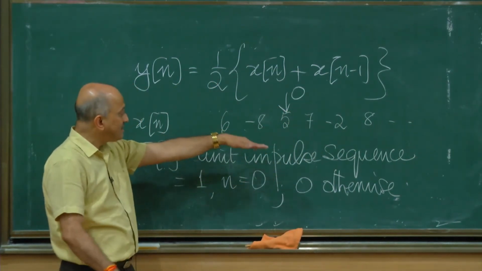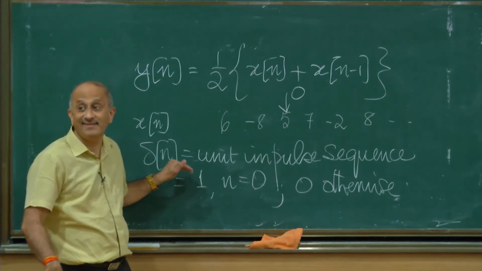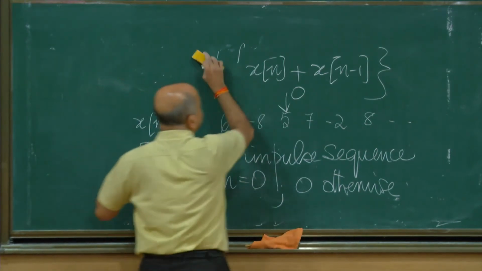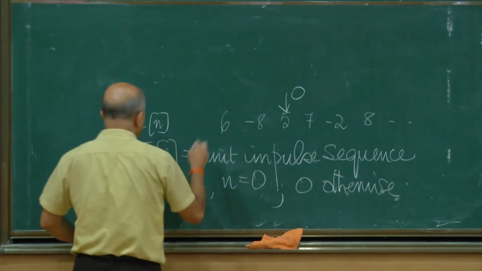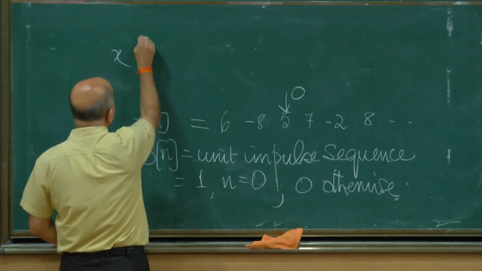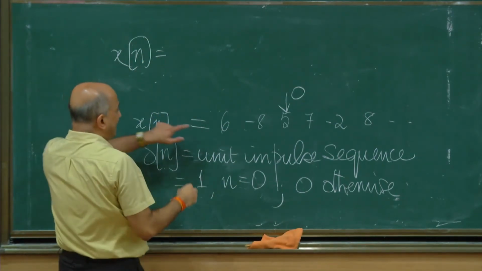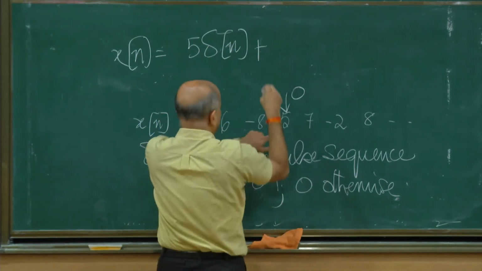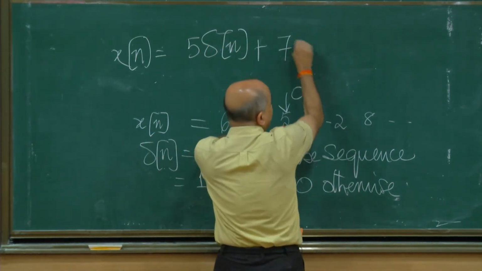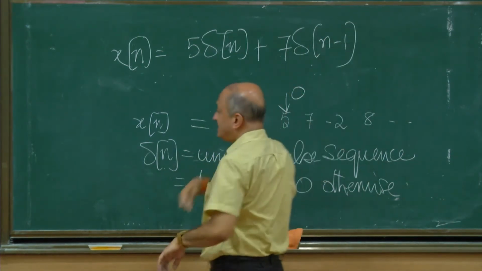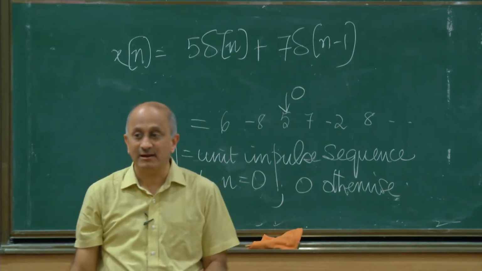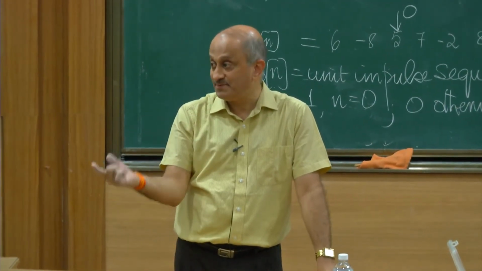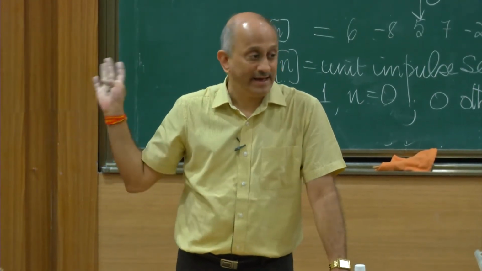Now, can you write this sequence as a combination of delta n's? Yes, indeed you can. How will you do it? You would say, if this is x of n, then x of n would be 5 times delta n plus 7 times delta of n minus 1. What would delta of n minus 1 be? Delta of n minus 1 would be a sequence which is 1 at n minus 1 equal to 0, which means n equal to 1 and 0 everywhere else.